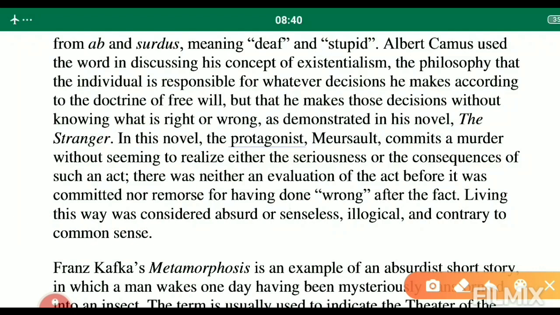All right. So this particular term, the absurd, he demonstrated from his philosophy, existentialism, in his particular work, The Stranger, which is written by Albert Camus. So the way of living a life in which there is no logic, no common sense, no senses at all, everything just meaningless, is what we call the absurd. The life of the deaf and dumb.